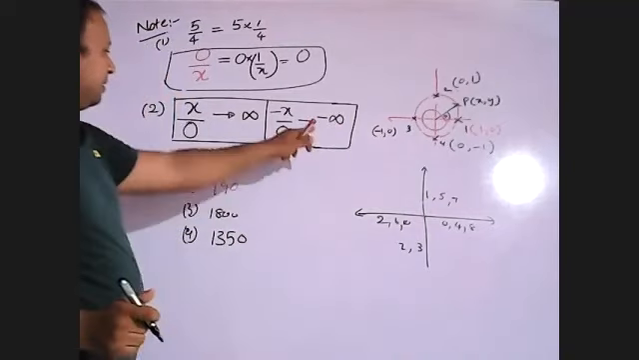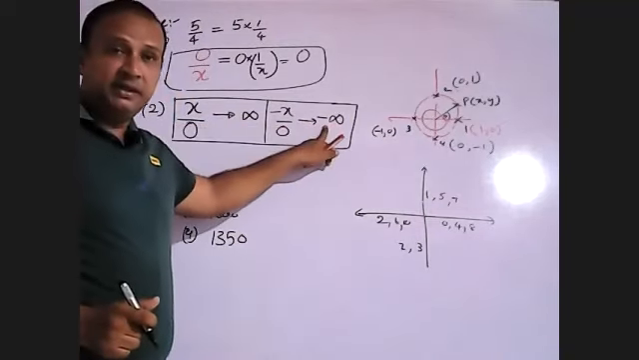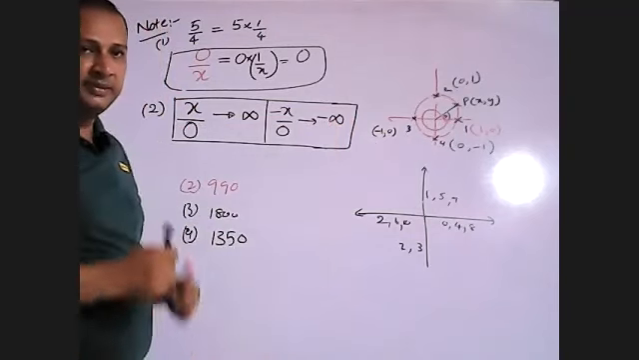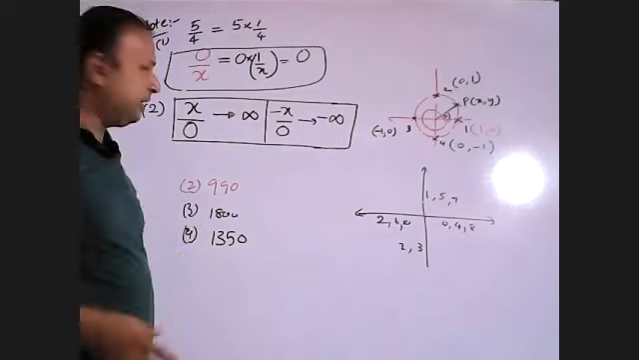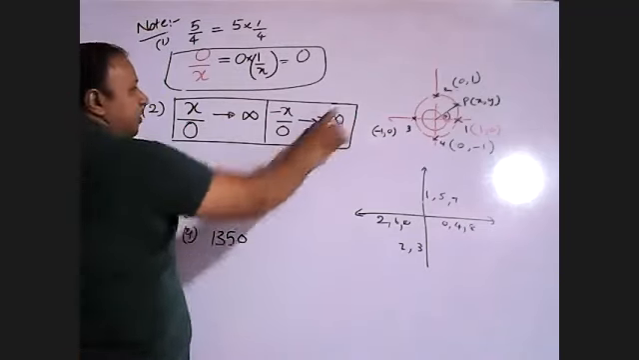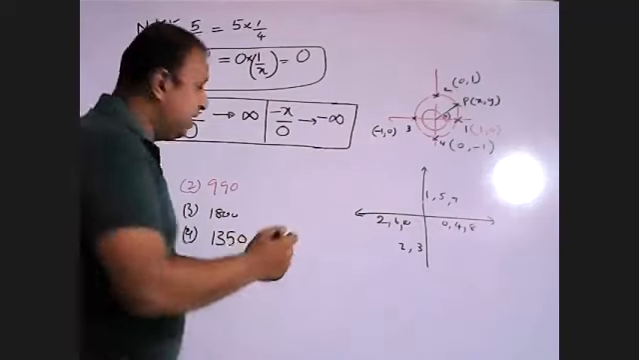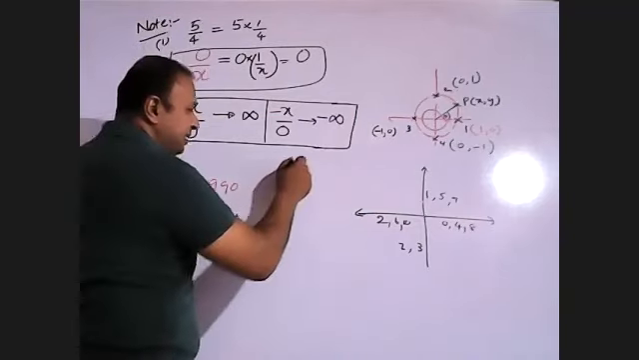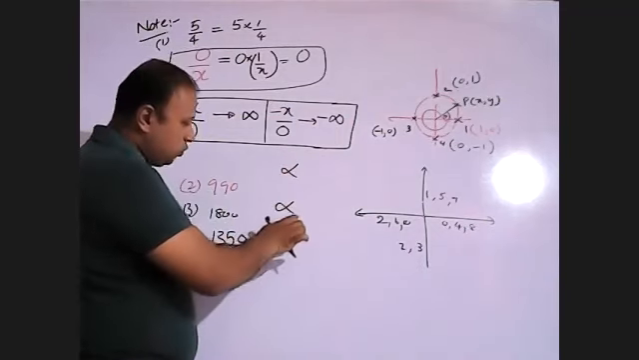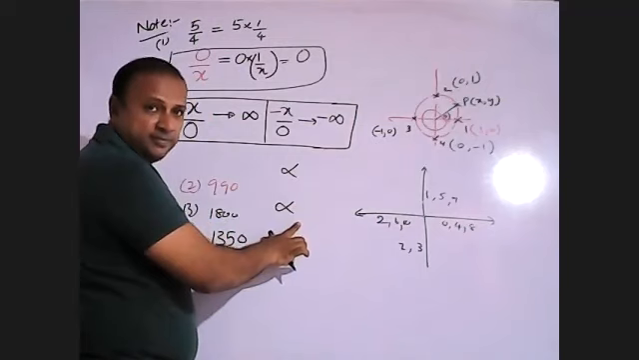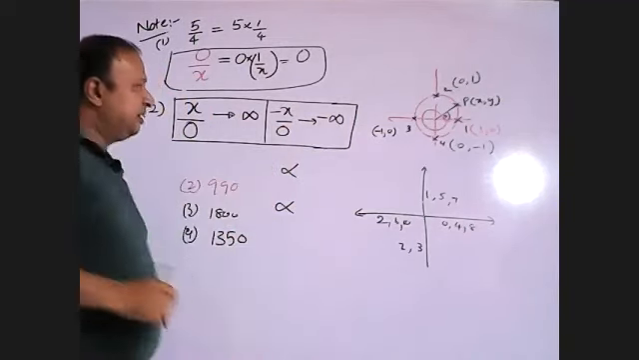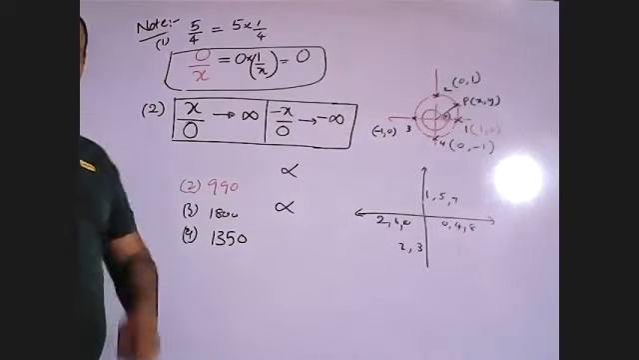Infinity is represented by this symbol. You have to join this thing. If you write alpha, it is something like this. These two corners are not joined. In this case, you have to join this thing. If they are joined, that means it is infinity.